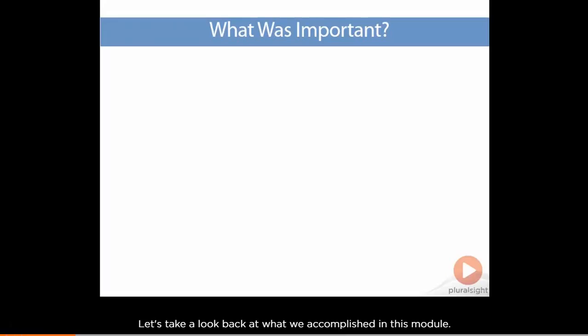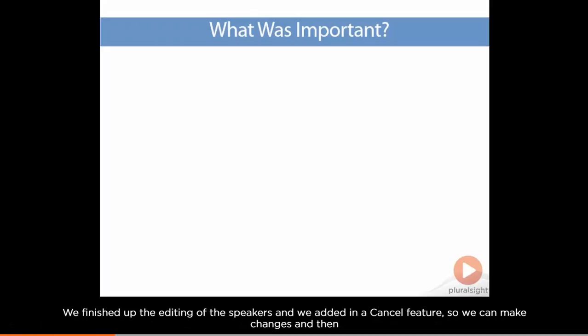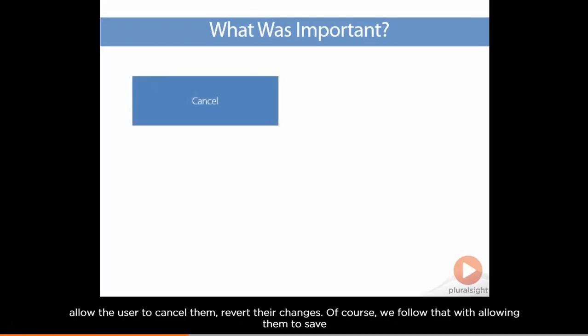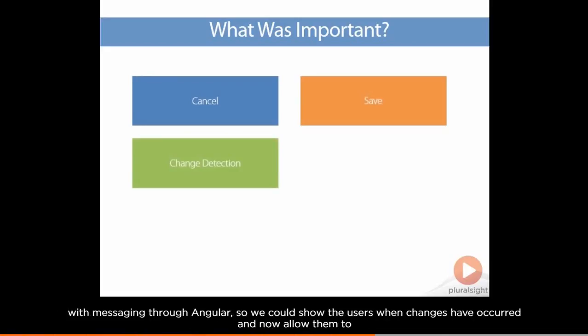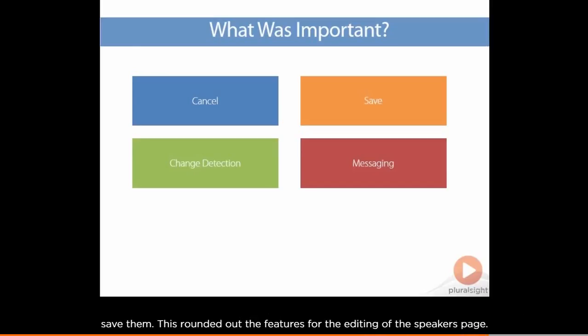So let's take a look back at what we accomplished in this module. We finished up the editing of the speakers, and we added in a cancel feature so we can make changes and then allow the user to cancel them, revert their changes. Of course, we followed that with allowing them to save their changes, and we used some features in Breeze to allow us to do change detection easily, combining that with messaging through Angular so we could show the users when changes have occurred and then allow them to save them. And this rounded out the features for the editing of the speakers page.